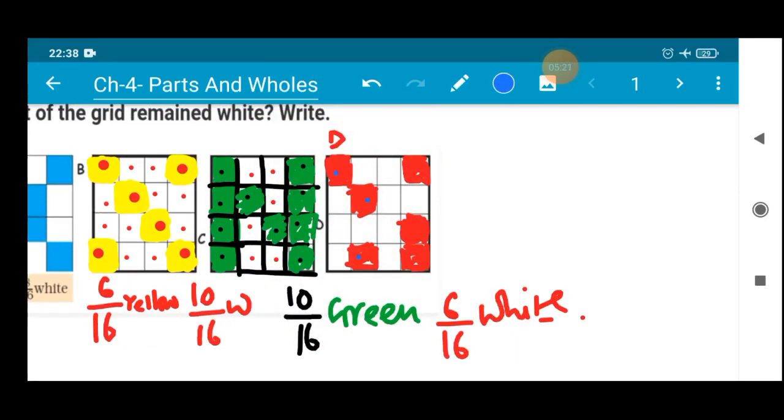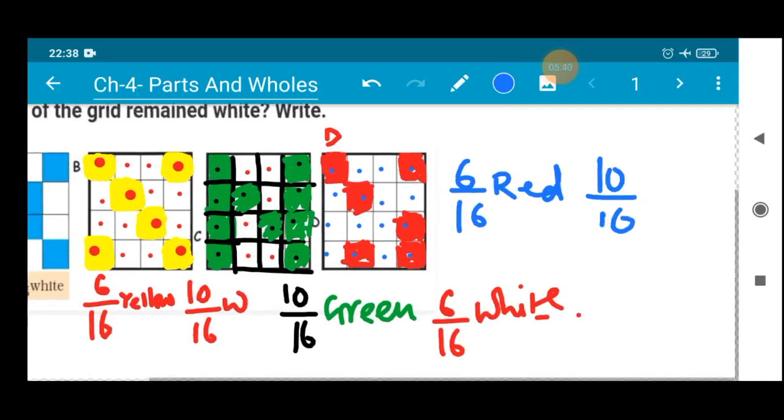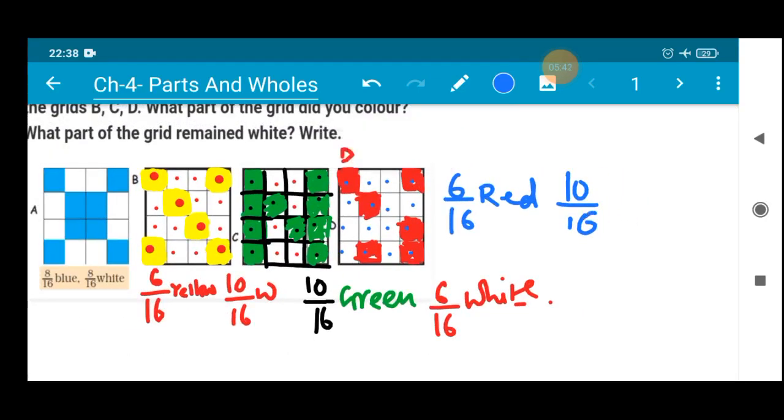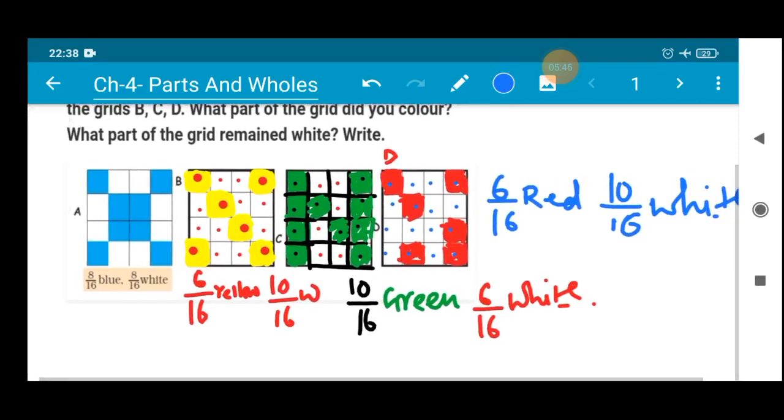So 1 2 3 4 5 6. So 6 by 16. So why 16? There are 16 boxes. Red is 6. And what part is white? 1 2 3 4 5 6 7 8 9 10. So it is 10 by 16. Out of 16, 10 parts are white. So in this manner you have to do it.